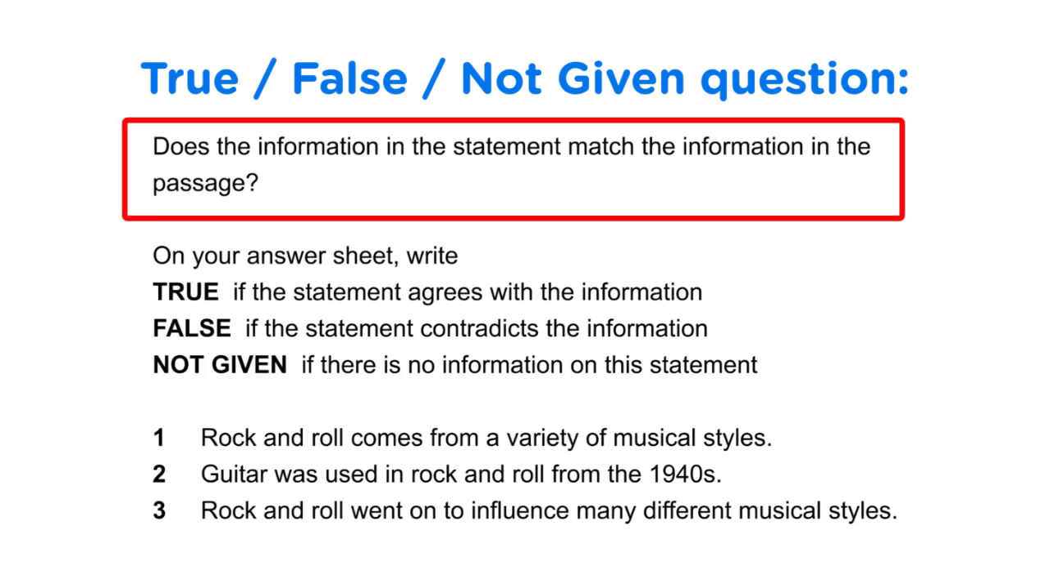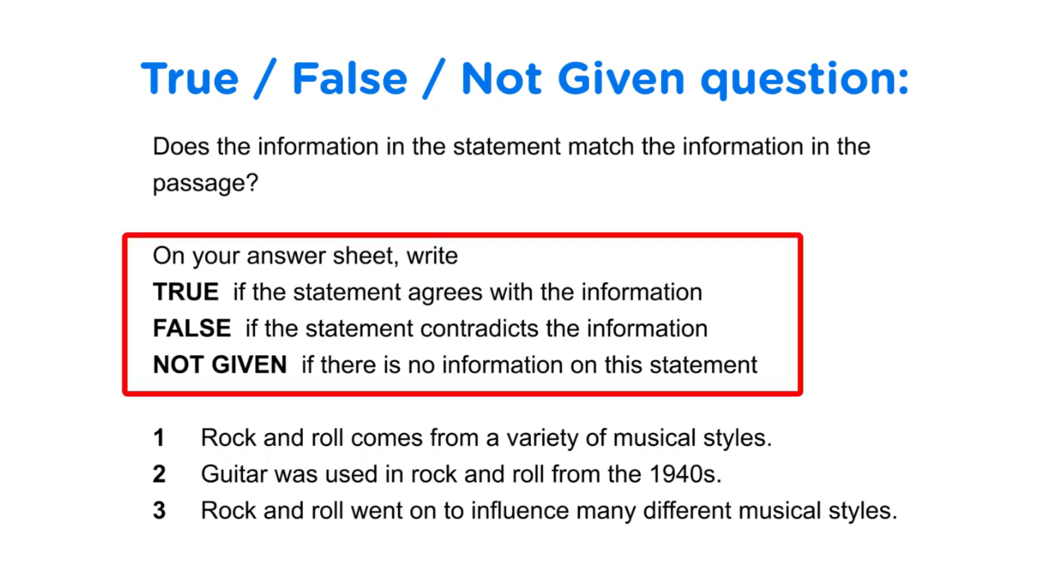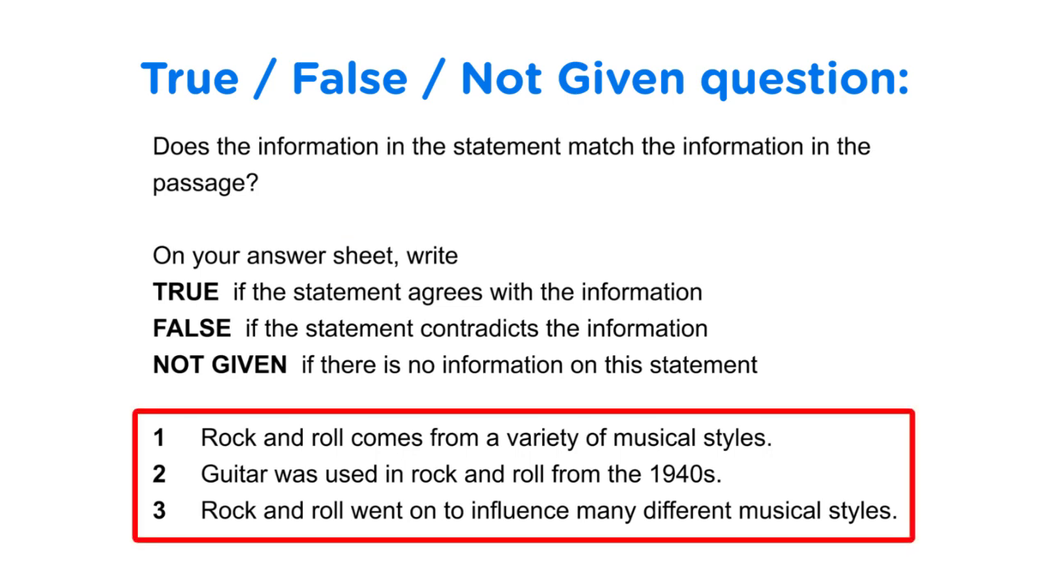At the top, you have a question. Does the information in the statement match the information in the passage? Then you have your instructions. On your answer sheet, write. Then you have three possible answers. True, if the statement agrees with the information. False, if the statement contradicts the information. And not given, if there is no information on this statement. Then the question is followed by a number of statements.